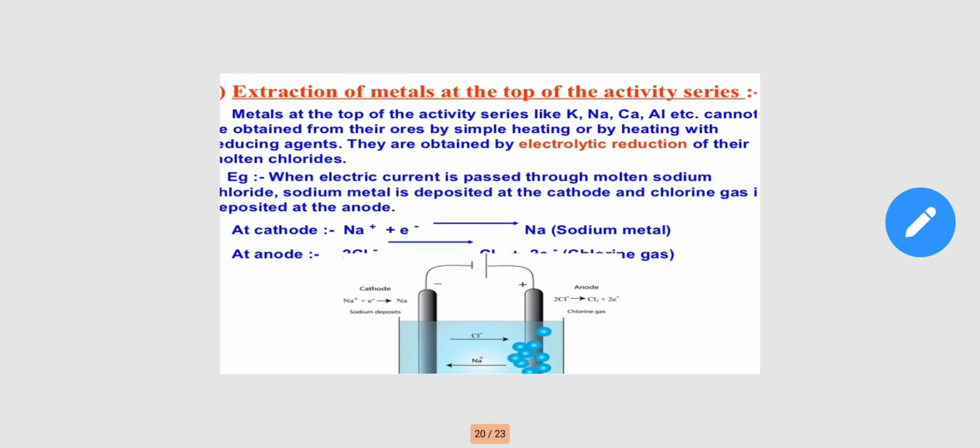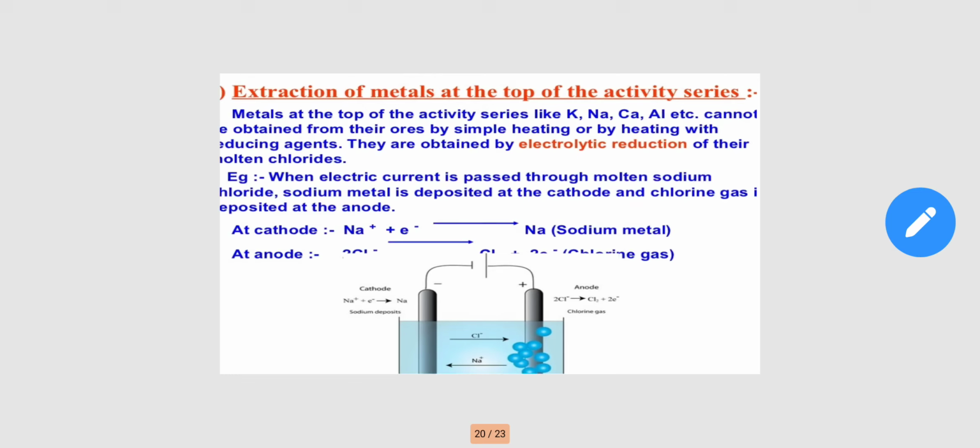Next, extraction of metals at the top of the activity series. This is electrolysis. Metals at the top of the activity series like potassium, sodium, calcium, aluminum, etc. cannot be obtained from their ores by simple heating or by heating with a reducing agent. They are obtained by electrolytic reduction of their molten chloride forms.